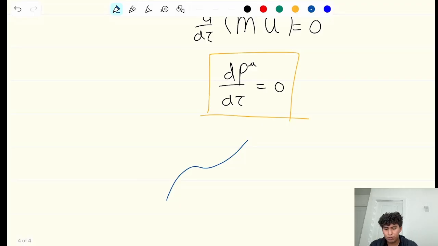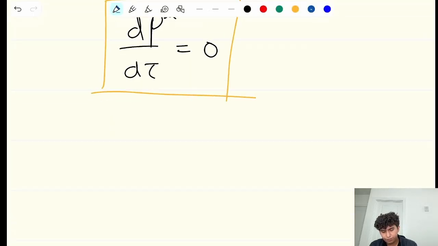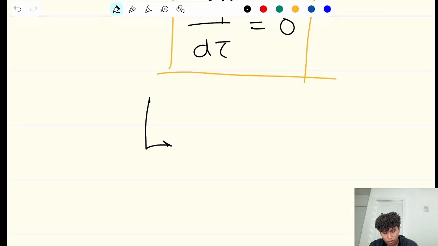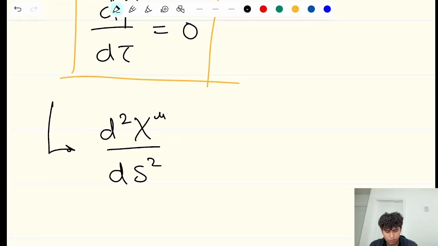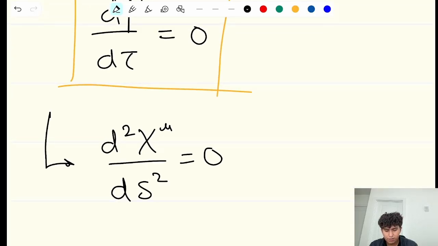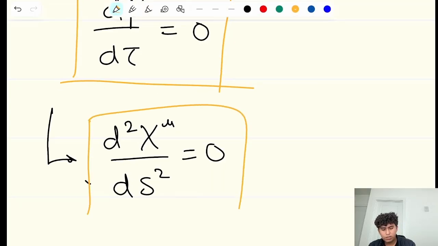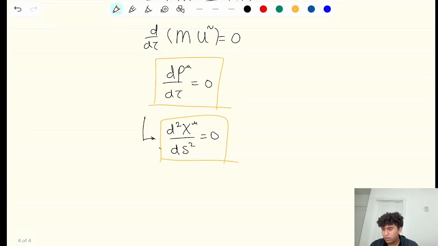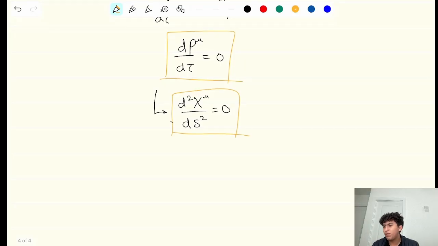And then we can also rewrite it in the following way. If you remember, you can also rewrite this as d squared x nu over ds squared equals 0. There should be a c factor here, but you can just cancel it with the 0. For the ones that know about geodesics, if you don't know, it's okay, we're going to learn it later. This is a geodesic equation. So, cool. We found the equations of motion for a relativistic point particle.